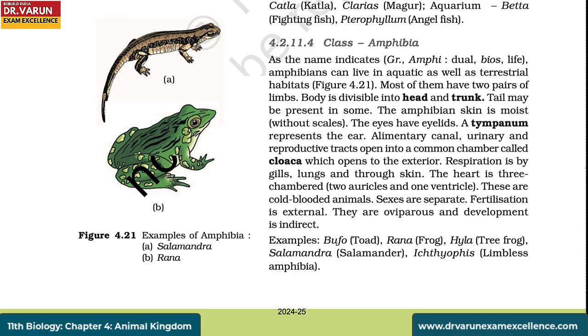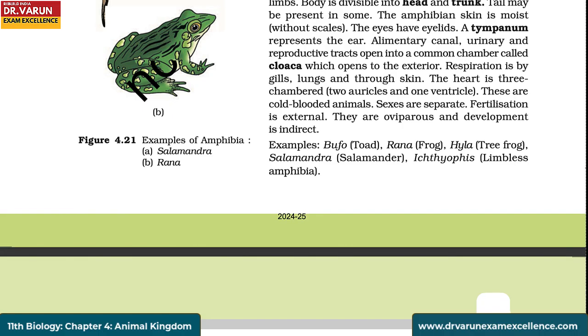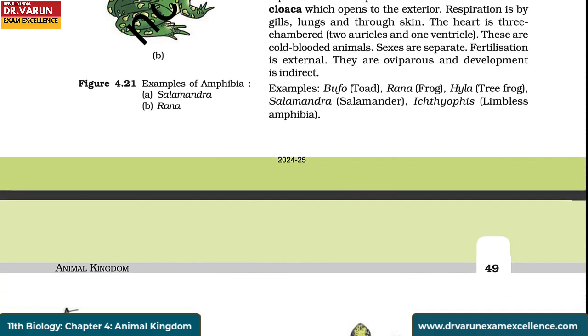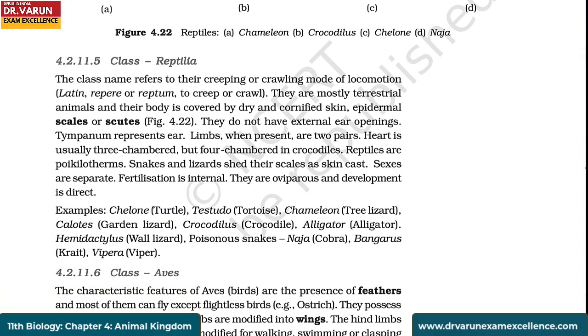Respiration is by gills, lungs and through skin. The heart is 3-chambered, 2 auricles and 1 ventricle. These are cold-blooded animals. Sexes are separate. Fertilization is external. They are oviparous and development is indirect. Examples: Bufo, toad, Rana, frog, Hyla, tree frog, Salamandra, salamander, Ichthyophis, limbless amphibian.